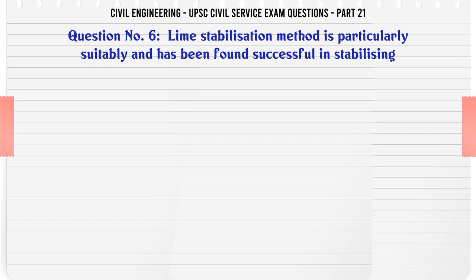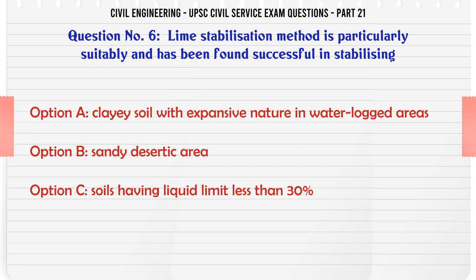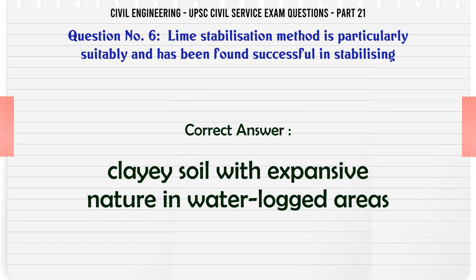Lime stabilization method is particularly suitable and has been found successful in stabilizing A. clayey soil with expansive nature in waterlogged areas. B. sandy desertic area. C. soils having liquid limit less than 30. D. wind-blown soil deposits. The correct answer is clayey soil with expansive nature in waterlogged areas.